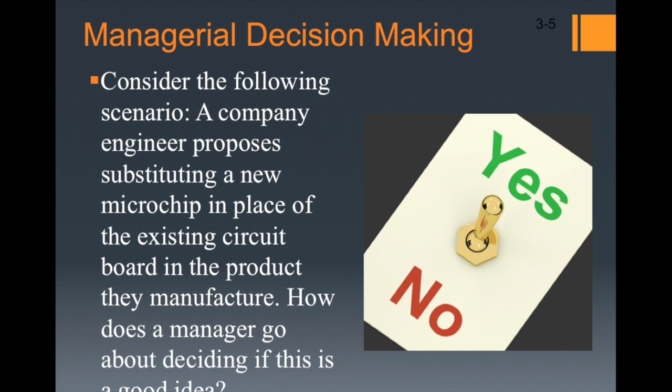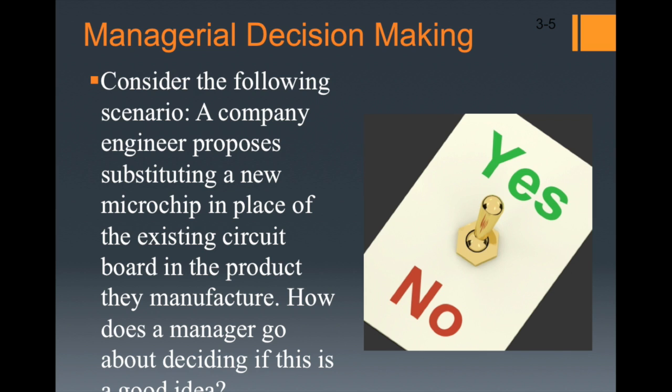So let's look at a scenario. You want to substitute a new microchip in place of the existing circuit board. How do you decide if this is a good idea or not? The financial manager, with the help of internal and external experts, has to decide what are the financial benefits of this substitution. Are they going to have new markets? Are revenues going to increase? Are costs of producing whatever it is they're making going to decrease?